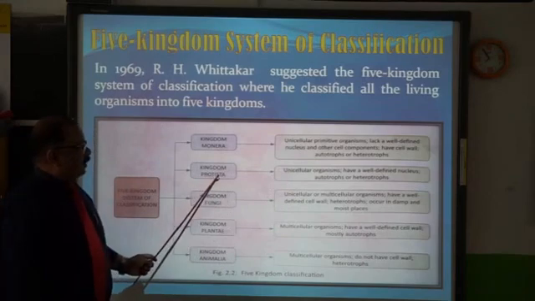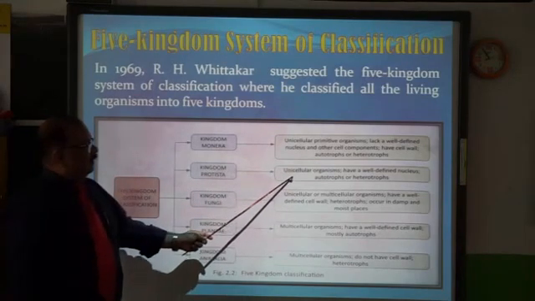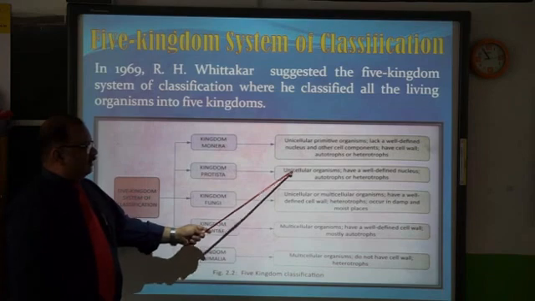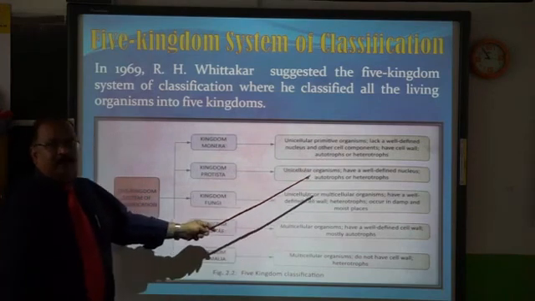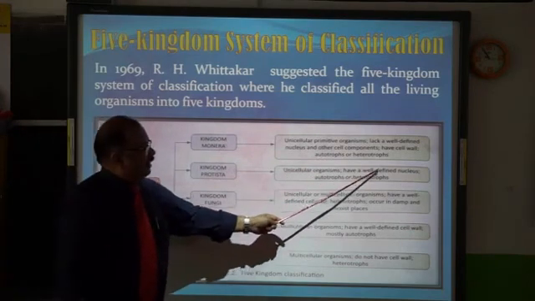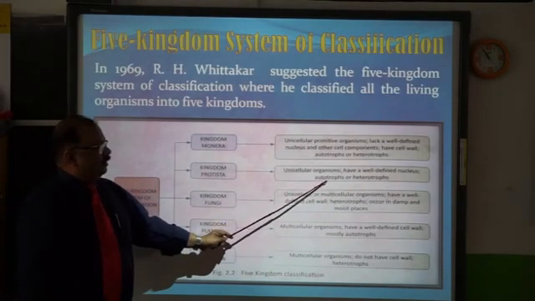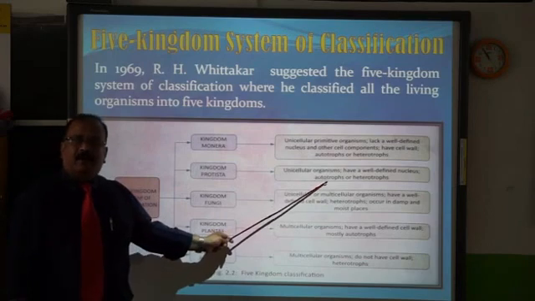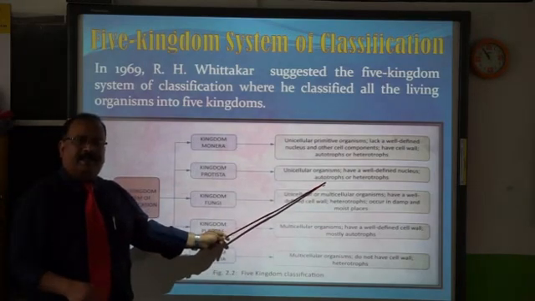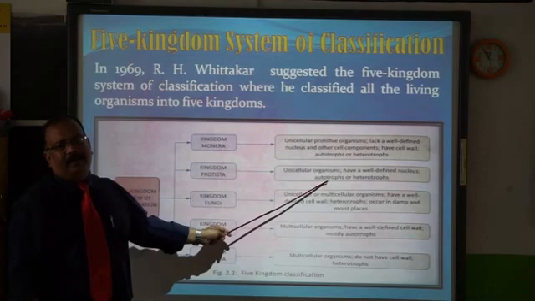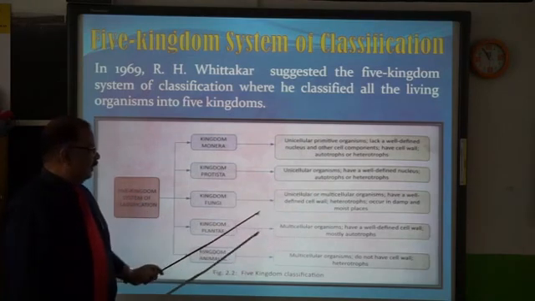Then comes Protista. These are also unicellular organisms. Here we have the protozoans. They have a well-defined nucleus, unlike the previous one. They also could be autotrophs or heterotrophs. That means they either can prepare their own food or else they depend on others.